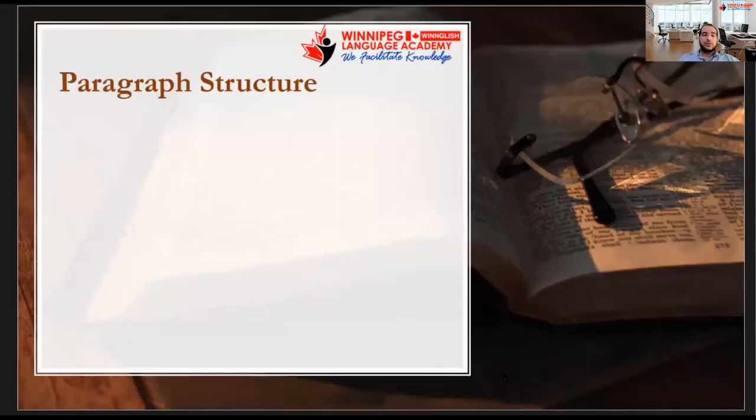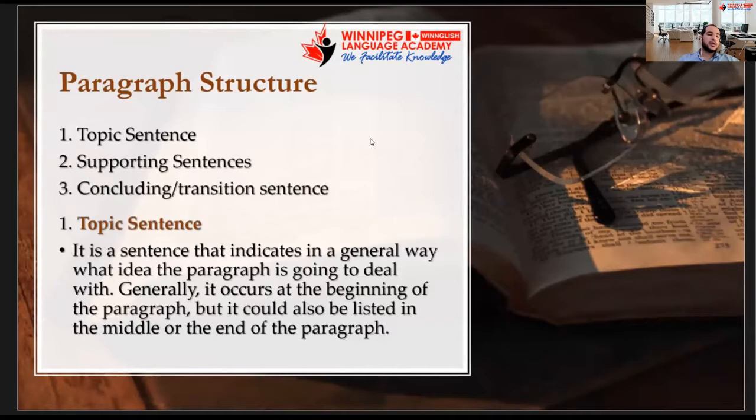We talked also about paragraph writing, or paragraph structure, last time, and we mentioned that a paragraph is made of a topic sentence, supporting sentences, and a concluding sentence. And we mentioned that the topic sentence of a paragraph is a sentence that indicates in a general way the idea of the paragraph. So in general, we look at the paragraph as a building block of an essay.